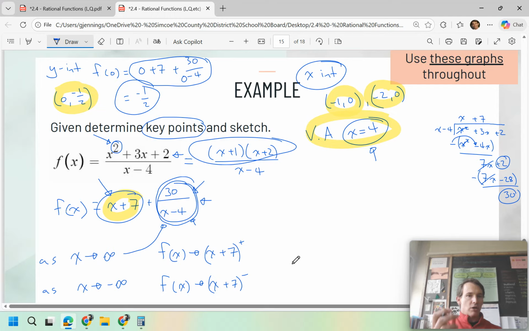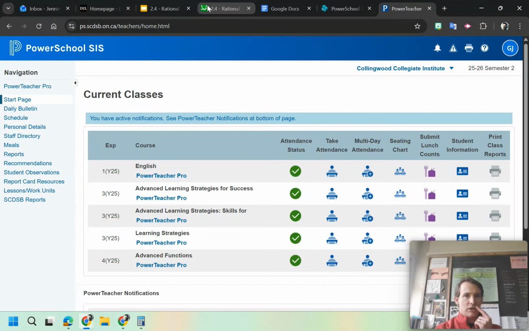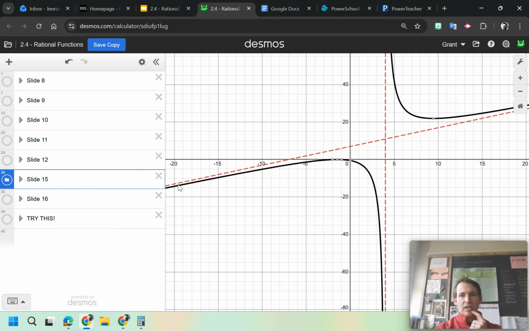So now let's throw this into Desmos and take a look at it. Already thrown in there, already lookatable. There it is. As x goes to negative infinity, you see how it's just underneath the line there? Great. As x goes to positive infinity, you see how it's just above the line there? Great.